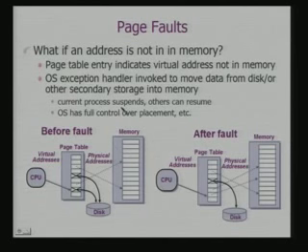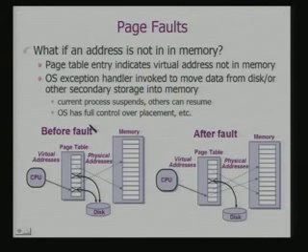So, the current process which generated this request cannot execute. So, it has to be suspended. But since we are talking about a multitasking system, there will be other active processes in the system. So, that can now be resumed and executed. In fact, the OS manages this. The OS also has full control over the placement, that is, where the pages are to be obtained and where they are to be mapped.